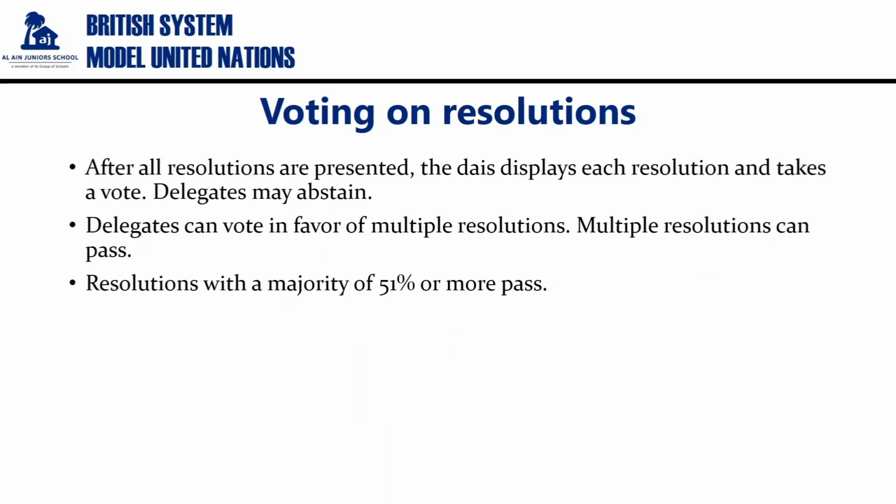After all resolutions are presented, the dais displays each resolution and takes a vote. Delegates may abstain from voting. This means that instead of voting in favor or against the resolution, you just say, I'm neutral, and you don't take a position. Delegates can vote in favor or against multiple resolutions, and multiple resolutions can pass. Resolutions with a majority of 51% or more pass. Other thresholds may apply depending on the conference and the committee rules set by the Secretariat.